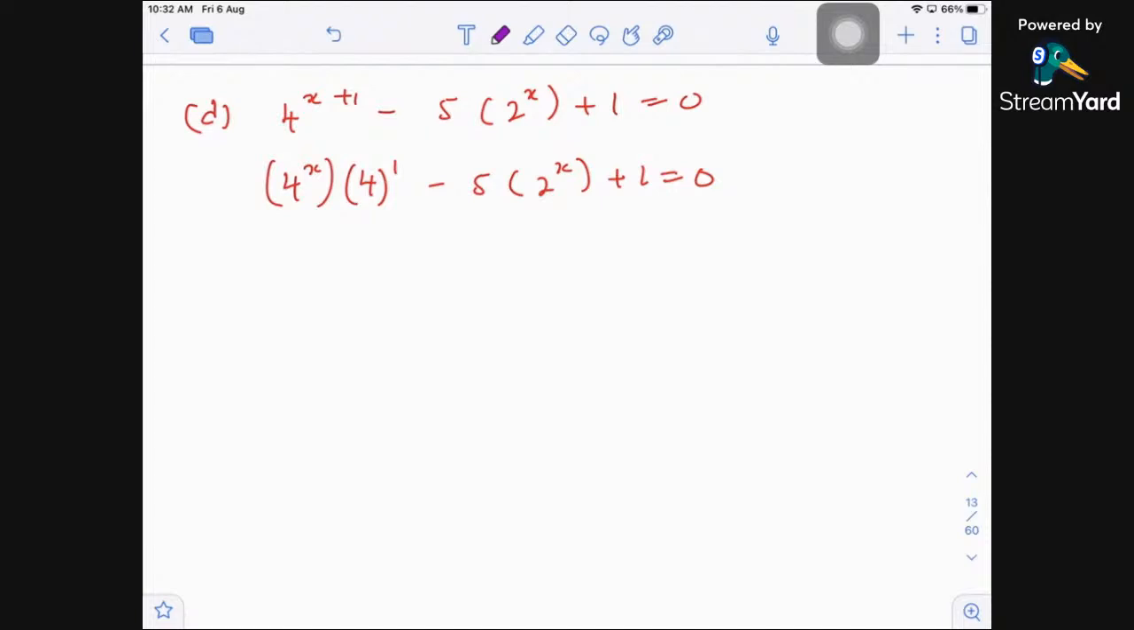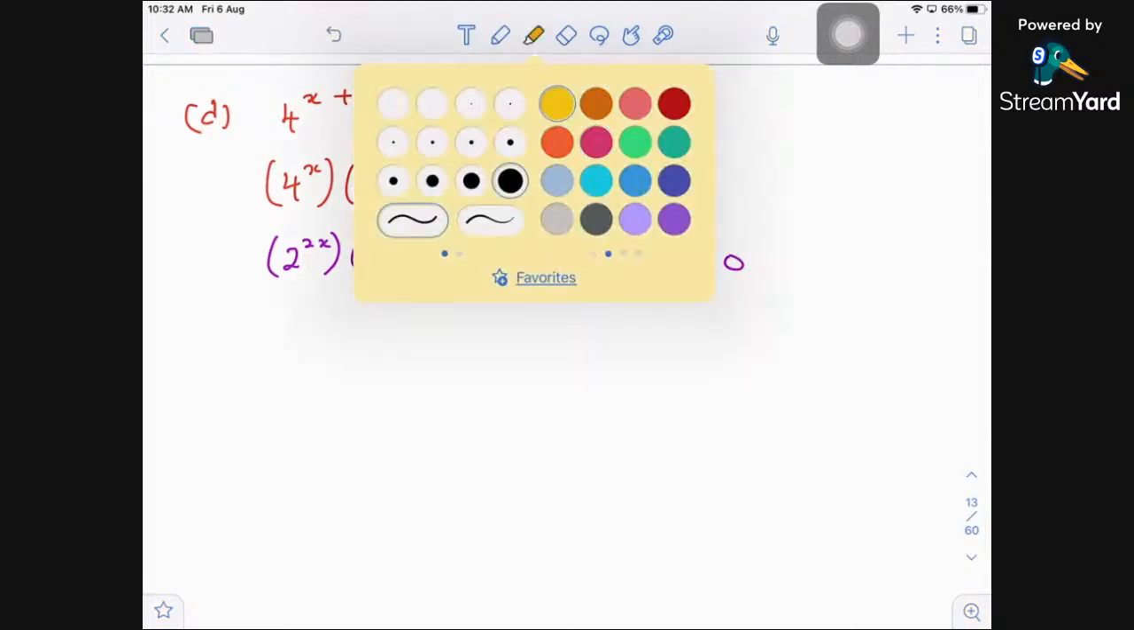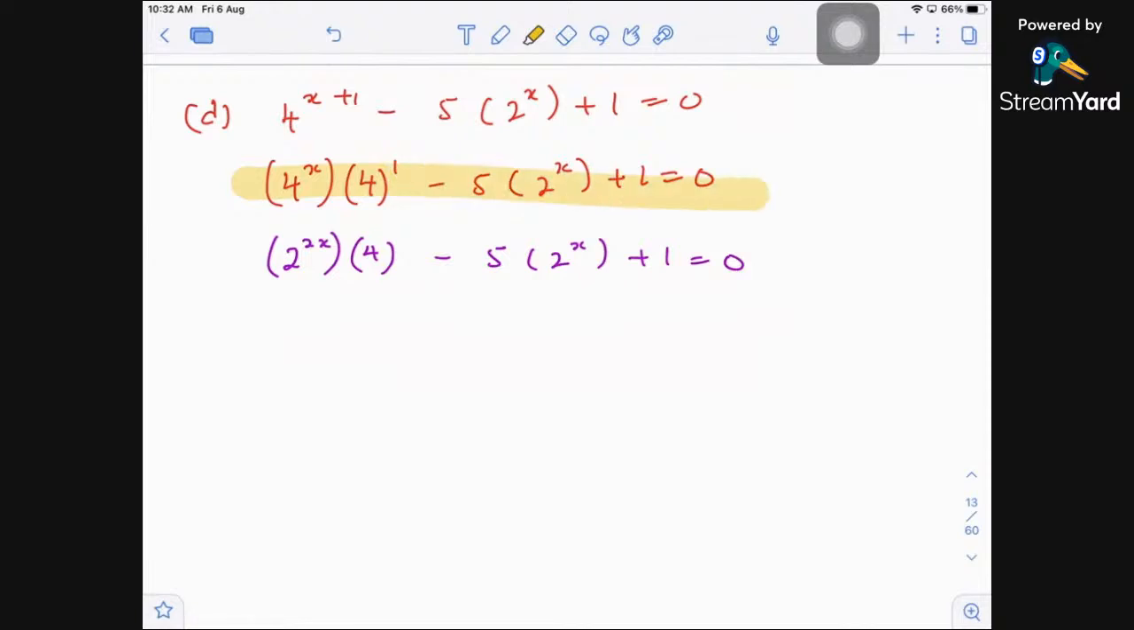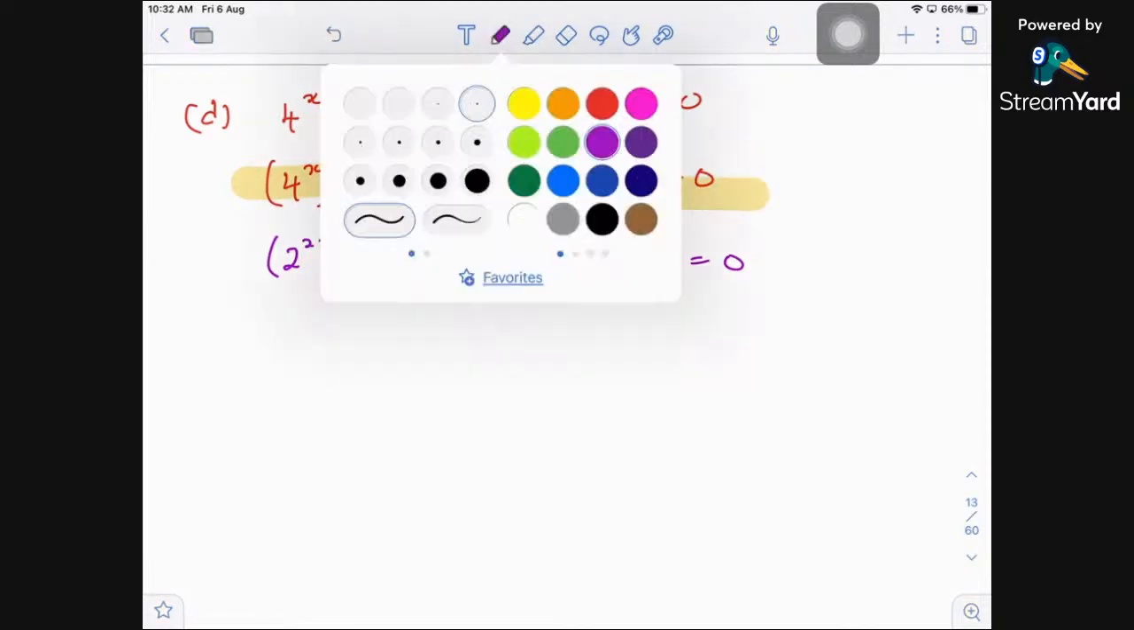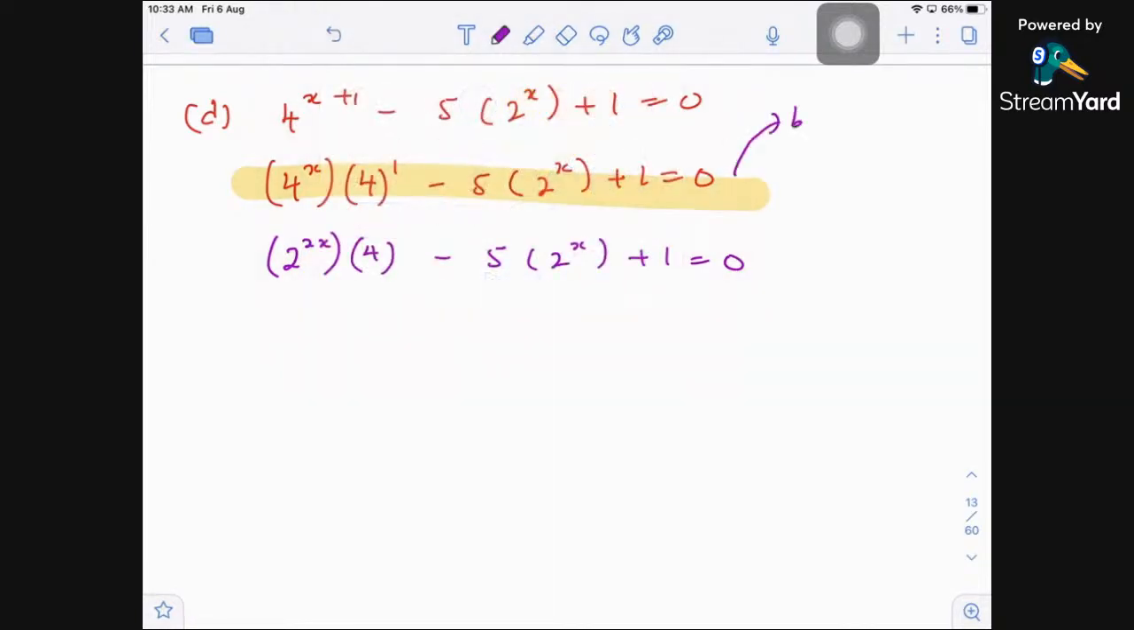Okay, next one here. The 4 power of x I can change to 2 power of 2x. 4 minus 5, 2 power of x plus 1 sama dengan kosong. I just want to stress one more thing over here. If you look at this highlighted part here, what trick did I use over here? The trick which I use over here is called the breakup trick. Okay, the breakup trick. Clear?